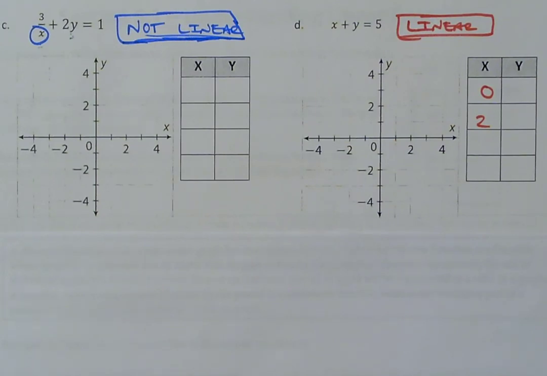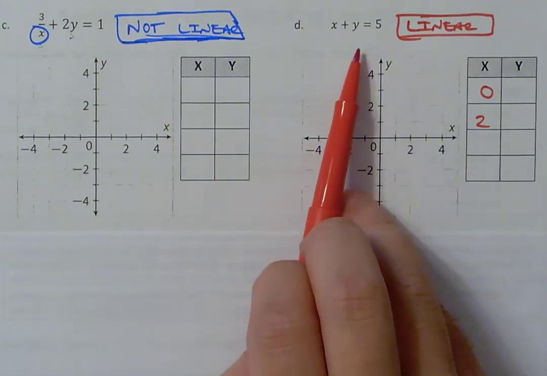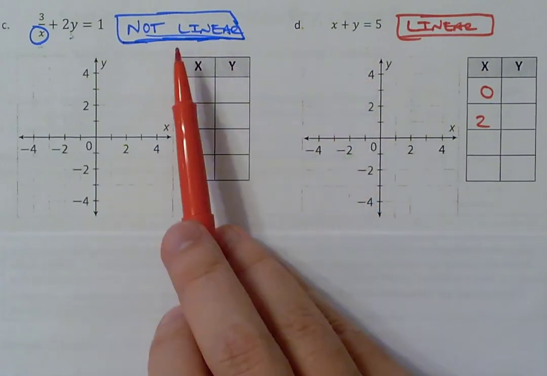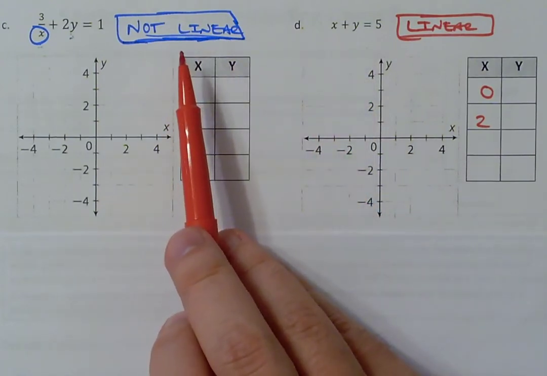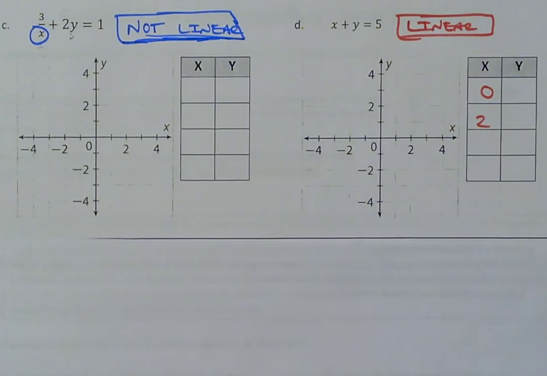So by now you should feel pretty good about determining if an equation is linear or not. Remember that it has to have a y, x and y cannot have an exponent, and x and y cannot be on the bottom part of a fraction. If it fulfills all those, like part D, it's linear. If it doesn't, like part C, it's not linear. Okay, so that is it for example 2.